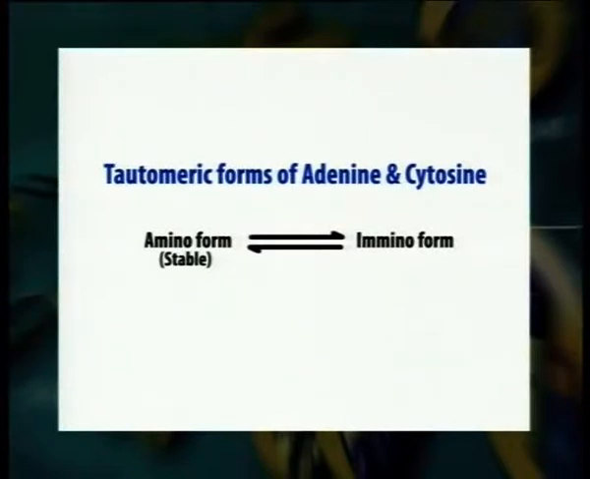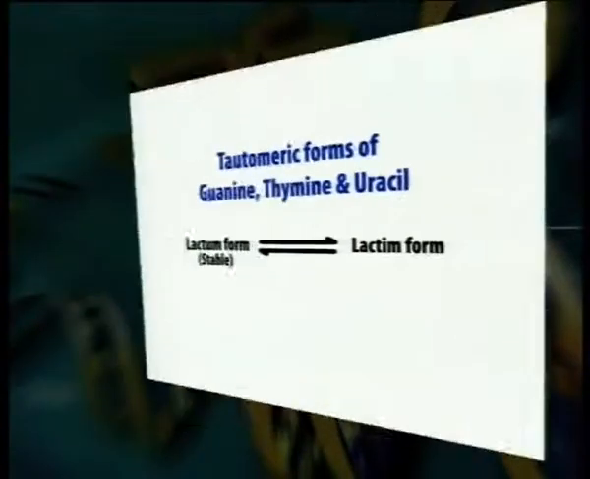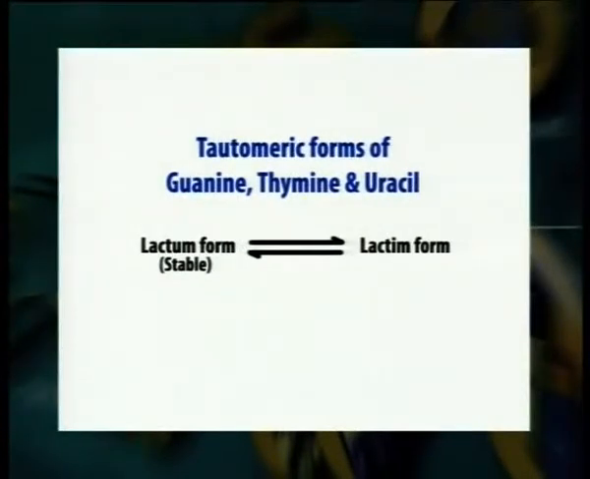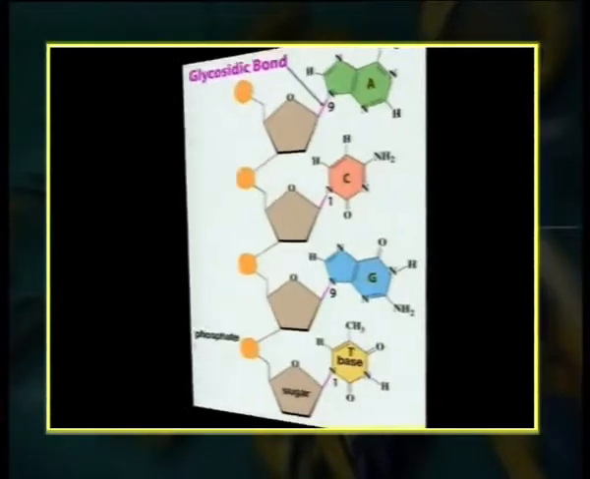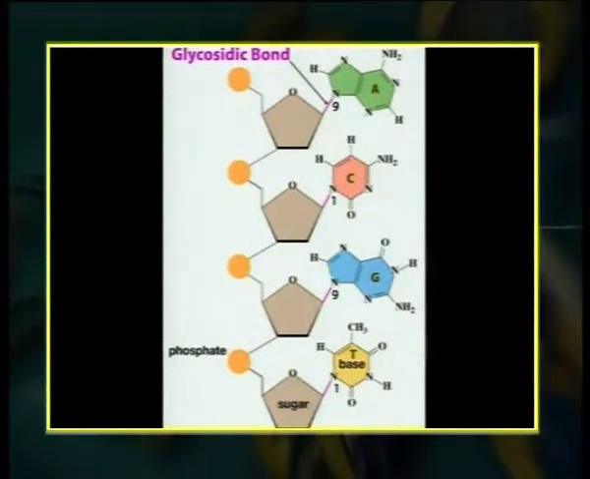Adenine and cytosine can exist as either amino or imino forms, and guanine, thymine, and uracil can exist as either lactam or lactim forms. The 2 forms of each base exist in equilibrium. But under the conditions found inside most cells, the amino and lactam tautomers are more stable, and therefore they predominate. The nitrogenous base is linked to position 1 on the pentose ring by a glycosidic bond from nitrogen 1 of pyrimidines or nitrogen 9 of purines.